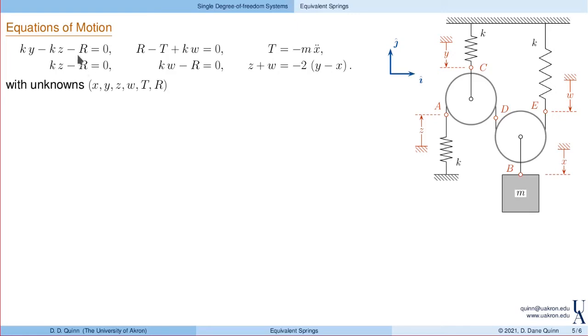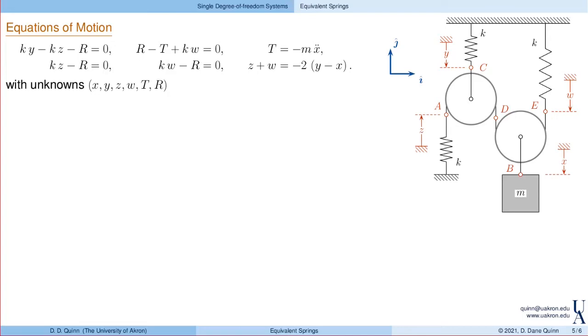So we see 6 equations, 1, 2, 3, 4, 5, 6. And we have 6 unknowns. We have x double dot as well, that's considered one unknown. We have y, y is this coordinate. We have z. We have w. And then we have these 2 internal forces, r and t. So 6 equations, 6 unknowns.